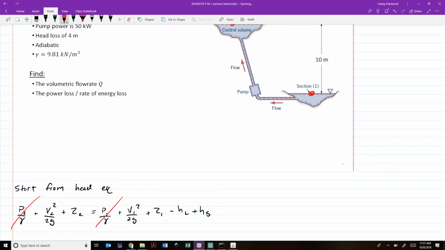We're assuming these are large reservoirs. There's no indication of any sort of overwhelming velocities in either of these pools, so we could go ahead and approximate V1 and V2 as being 0.